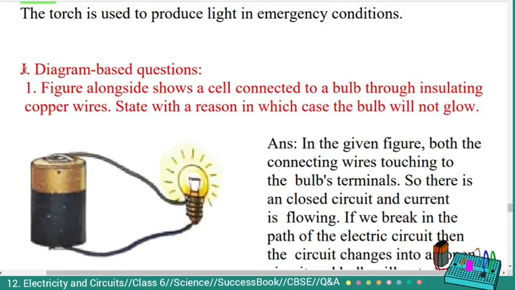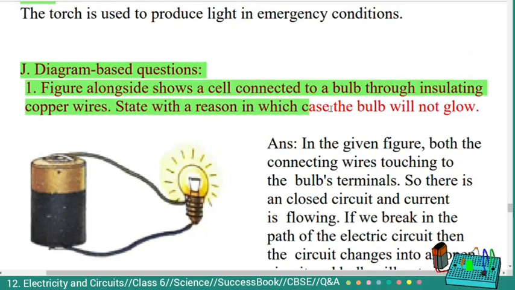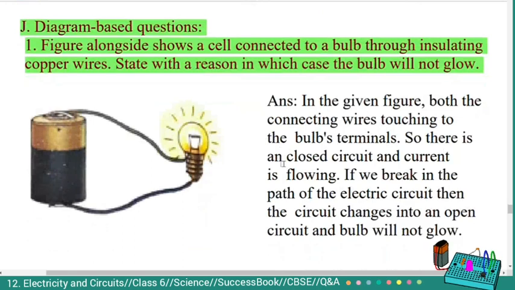Next section, J, diagram based questions. First question, figure alongside shows a cell connected to a bulb through insulating copper wires. State with a reason in which case the bulb will not glow. So here figure is given.